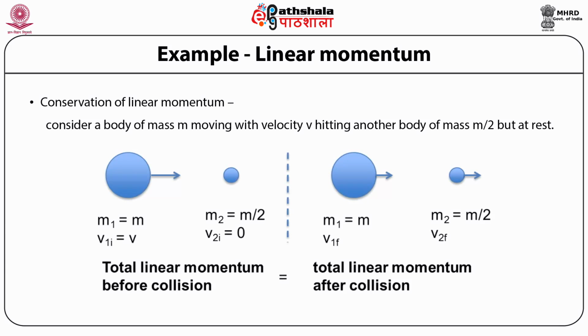Let's now see linear momentum through an example. How do we understand it? Let's consider a body of mass m moving with velocity v, hitting another body of mass m/2, which is at rest. So in the first case, the bigger body is moving with velocity v and hits the smaller one, having half the mass of the first one, but at rest. After the collision, both of the two bodies start moving. And from the law of conservation of linear momentum, we can estimate what velocity each body is going to have after the collision.